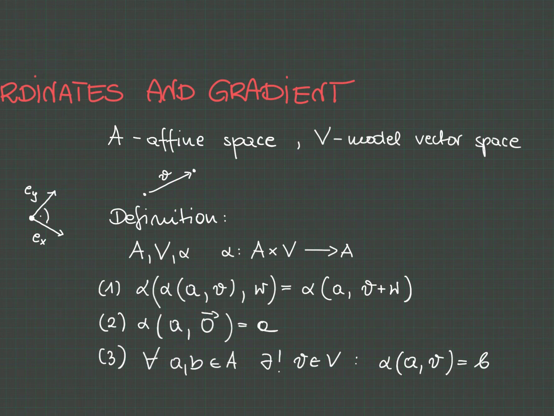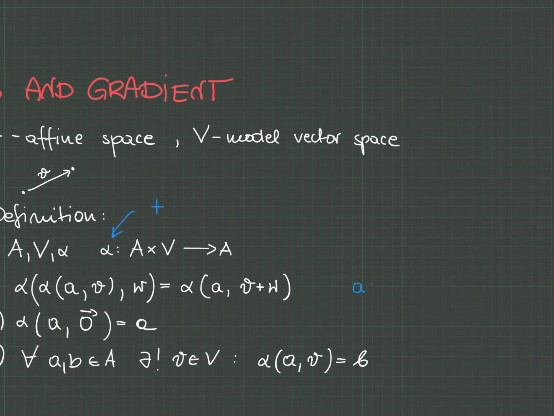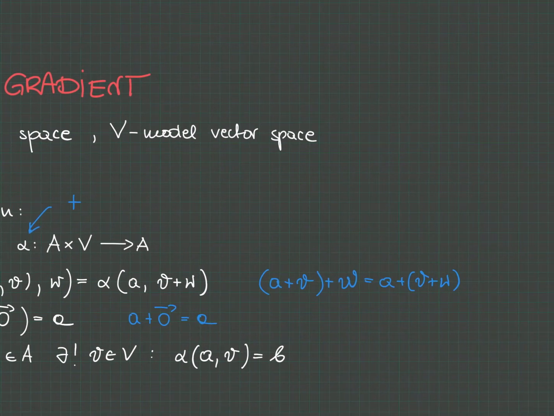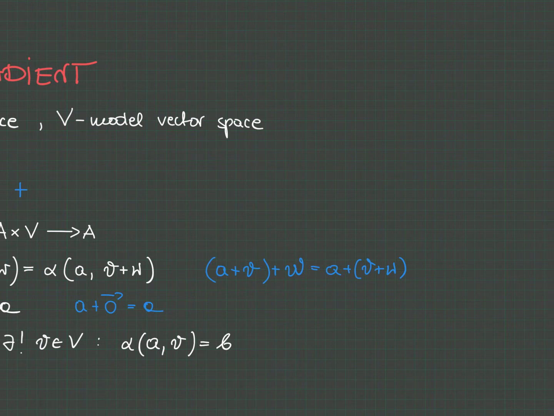So this is very abstract. Usually we write it in a very different way. Instead of this alpha, we use the plus sign. Then the first condition says that (A + v) + w gives the same as A + (v + w). The second condition says that A + 0 vector is A. And the third condition is that for every pair A, B, there exists just one vector v such that A + v equals B.